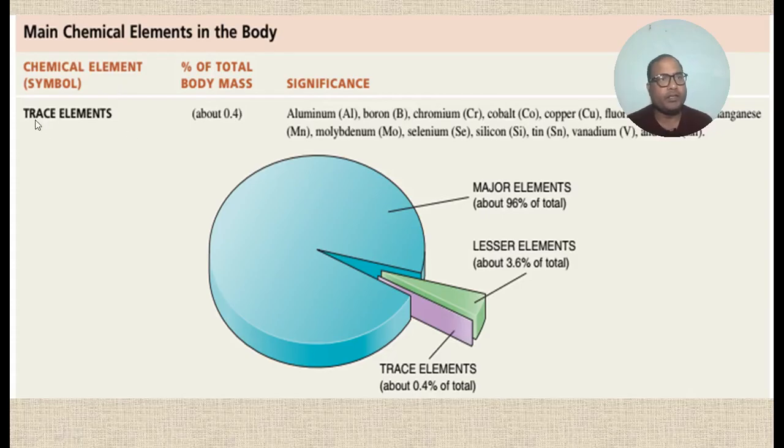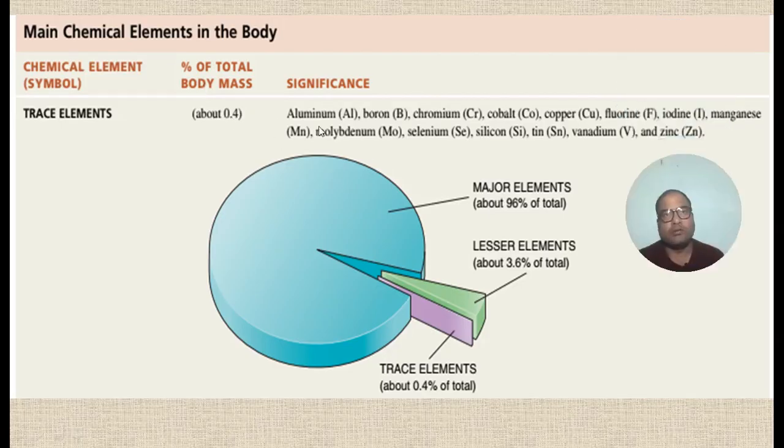Another is the trace elements, which make up about 0.4% of total body mass. These are aluminium, boron, chromium, cobalt, copper, chlorine, iodine, manganese, molybdenum, selenium, silicon, tin, vanadium, and last, zinc.